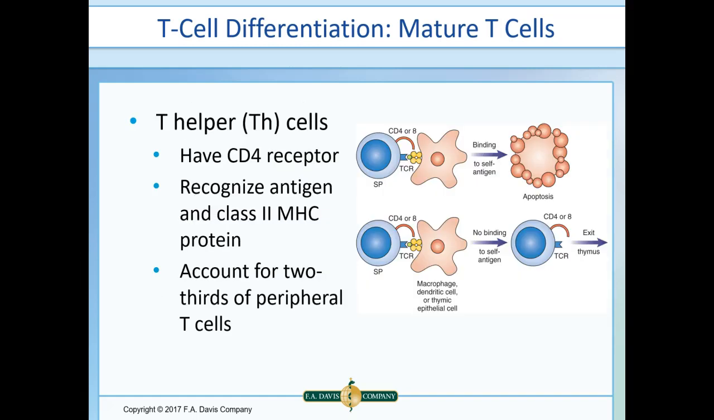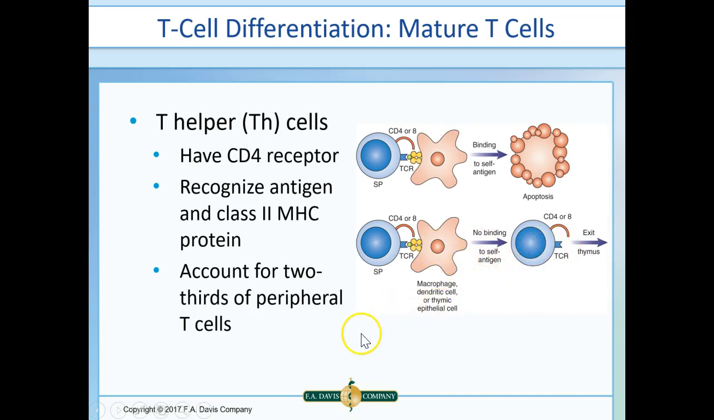All right, we'll talk about these T4 helper cells first. They have that CD4 receptor, which we've talked about. They recognize antigen and class II MHC proteins. This accounts for 2/3 of the peripheral T cells. Okay, so you can see the CD4 or 8 on this T cell here binding. Okay, if it binds to self-antigen, there may be apoptosis. If it's a macrophage, dendritic, or thymic epithelial cell, it doesn't, because we don't want to destroy it.